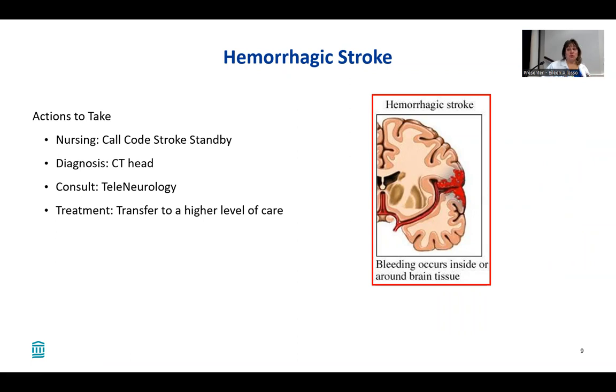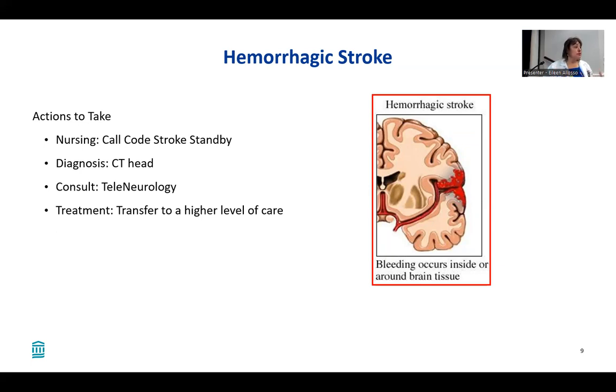Because this is a code stroke situation, there'll be a teleneurology consult, and the treatment at Salem Hospital is to transfer them to a higher level of care. Whenever a patient has a hemorrhagic stroke, you always want to make sure neurosurgery is available because these patients can decompensate extremely quickly and require surgical intervention. And we don't have neurosurgeons that deal with the brain at Salem Hospital.